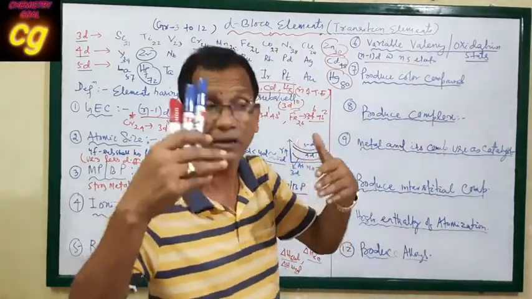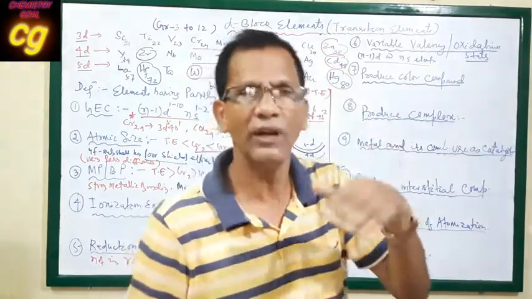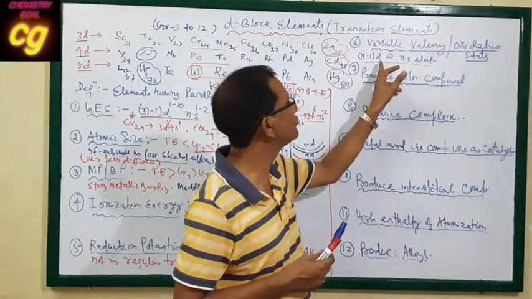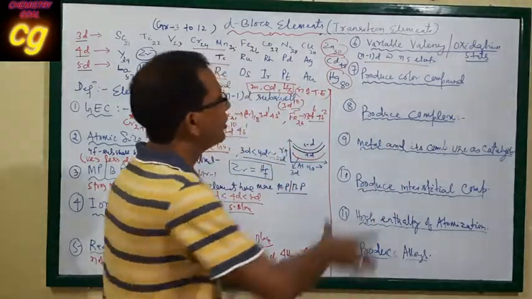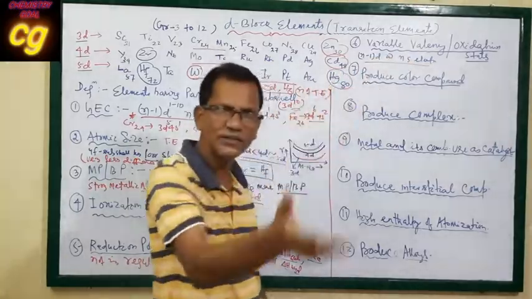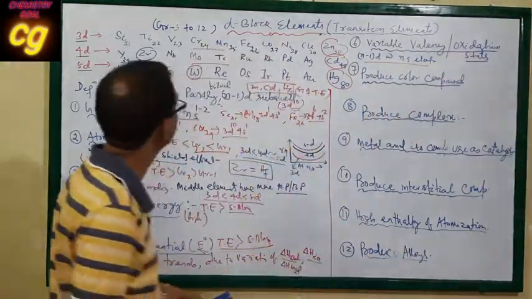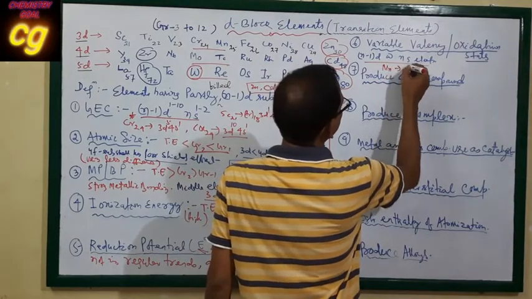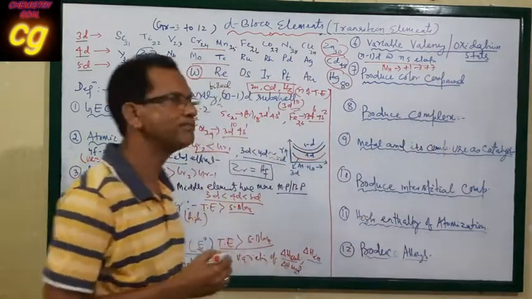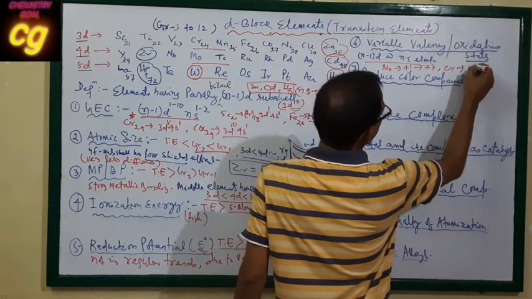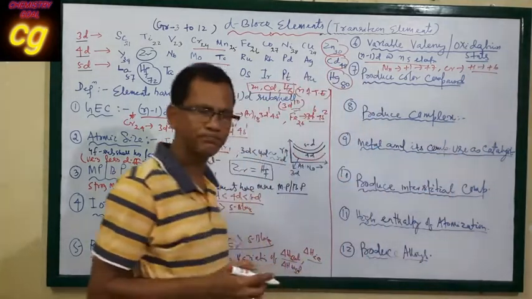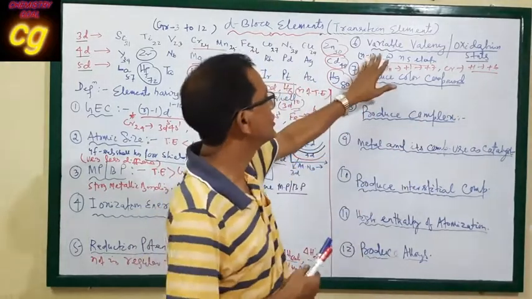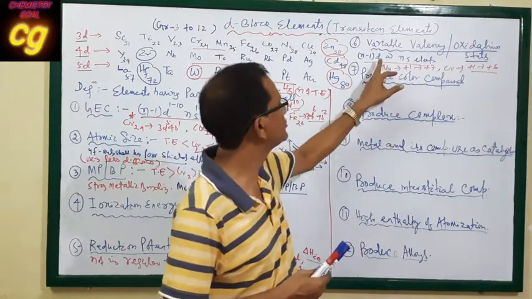If the number of electrons taking part in bond formation is more, then covalency will be more, then valence will be more. So why do they show variable valency? Due to involvement of (n-1)d electrons and ns electrons because of closer energy. More electrons take part in bond formation, that's why valency varies, and the oxidation state also varies. It is observed that manganese shows +1, +2, +7 oxidation states, and chromium shows +1, +2, +6, like this. These different values of oxidation state and valency arise only due to involvement of (n-1)d and ns electrons.